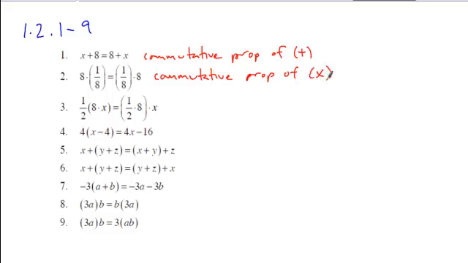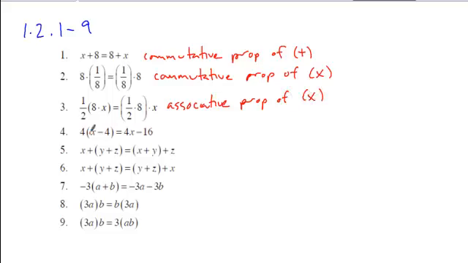In the third example, you have a 1/2, an 8, and an x. You have three different factors. The order doesn't change. It stays that same order. All that changes is the grouping symbols. And so a grouping change has to do with associative property. And the mathematical operation is multiplication.